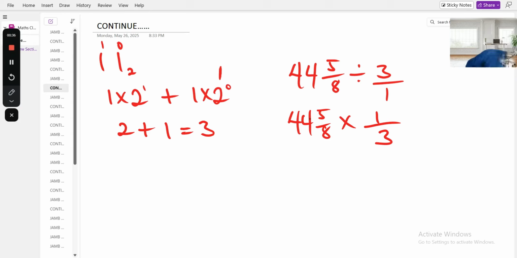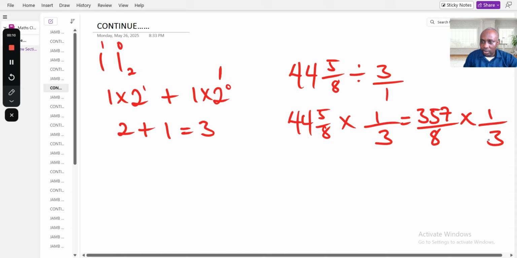Let's turn this one to the improper fraction. Let me take my calculator. 44 multiplied by 8 is going to give us 352, plus 5 is going to give us 357 over 8. Therefore, 357 over 8 multiplied by 1 over 3.